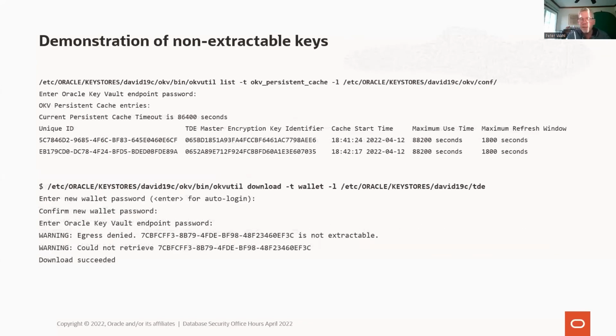And we can prove this very easily, because if you list the persistent cache, you will see that this third key will never be copied into the persistent cache. And also downloading the wallet, you will get an error message that says, hey, this key is not extractable. You cannot download this key. You can download the other two keys, but not the non-extractable ones. So this is one way to very easily demonstrate non-extractable keys.